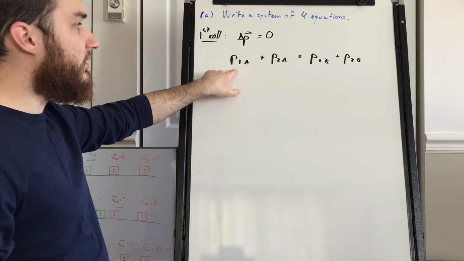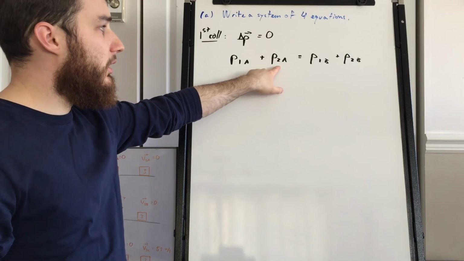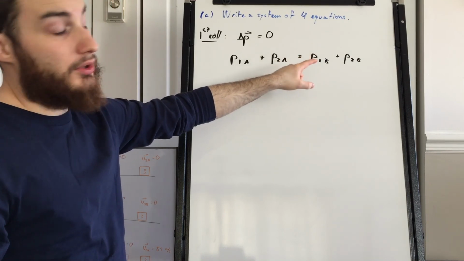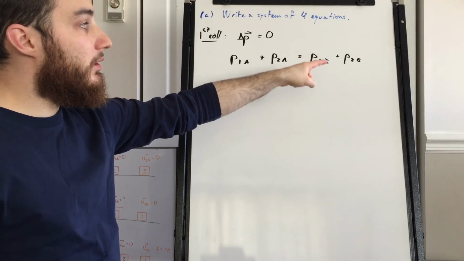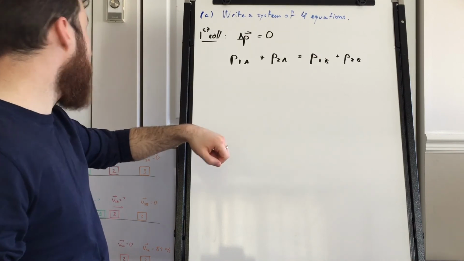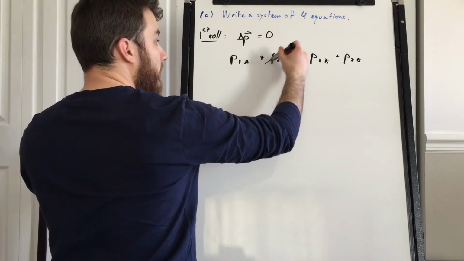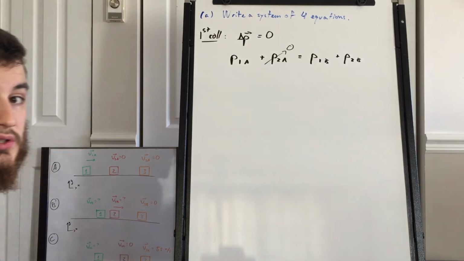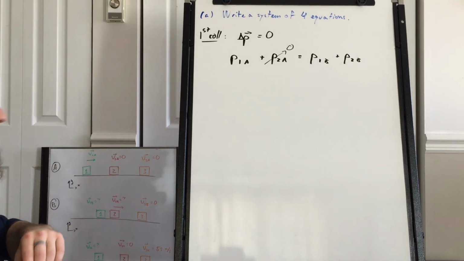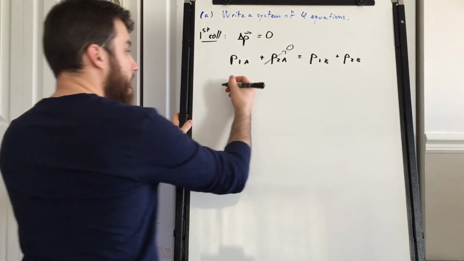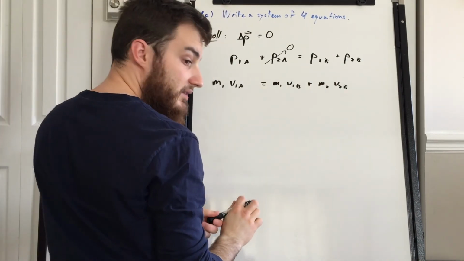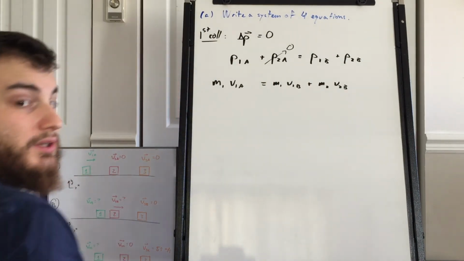momentum of block 1 situation A plus block 2 situation A is equal to the momentum after the collision, block 1 situation B plus block 2 situation B. We know before the collision this block is static, v is 0, therefore its momentum is 0. The rest we need to write. And that's it. That's going to be our first equation.